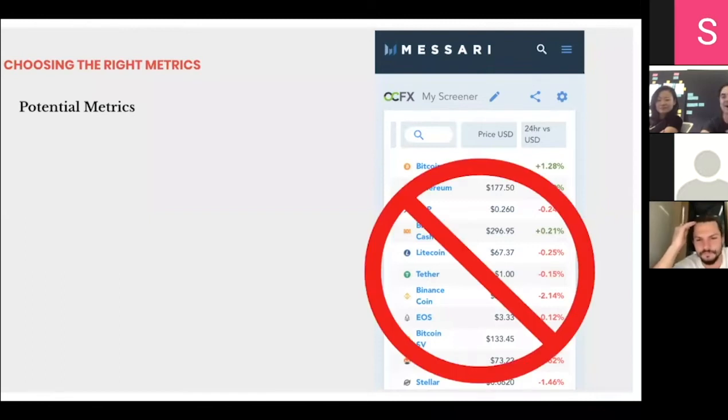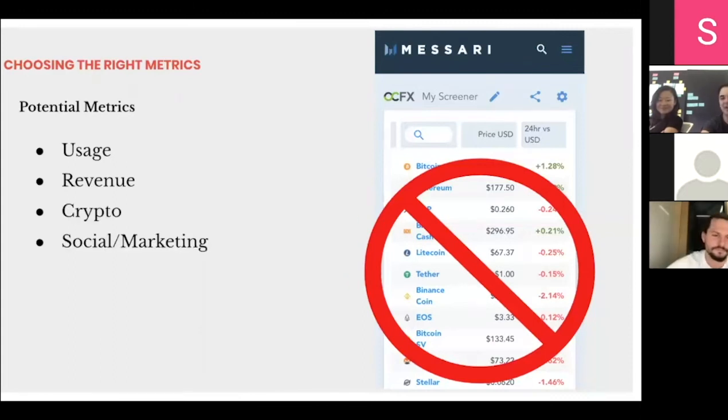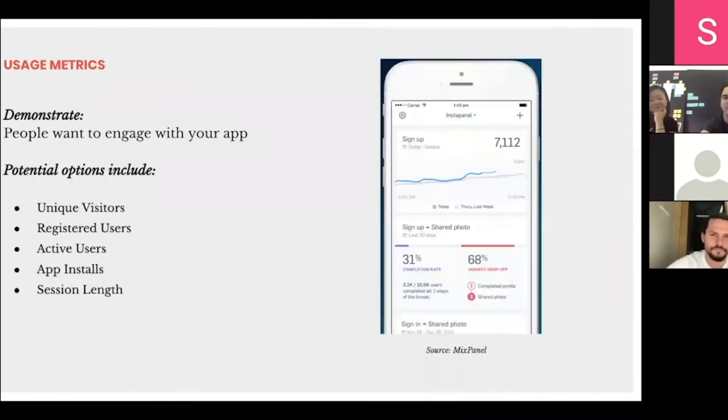So we're not trying to do price related metrics. Hopefully, from what I've seen, no one is trying to launch a new token or something, but we're not talking about typical crypto check-the-price-feed metrics. We're talking about things that are actually showing what kind of traction you're getting with your project.